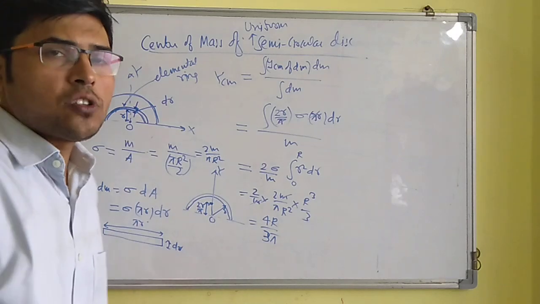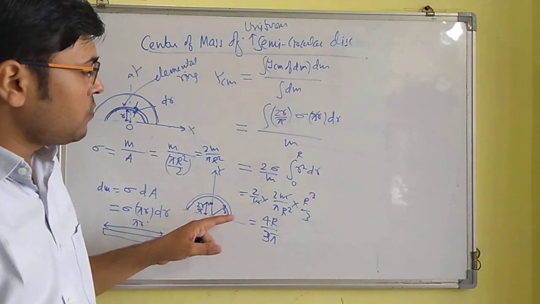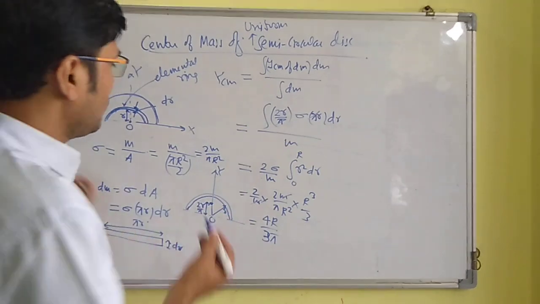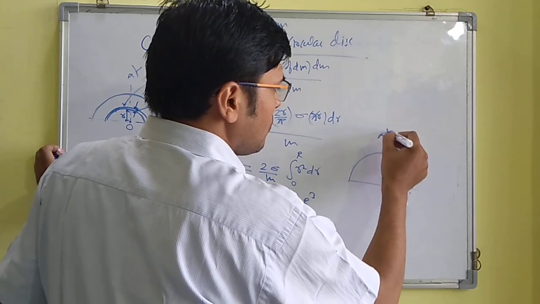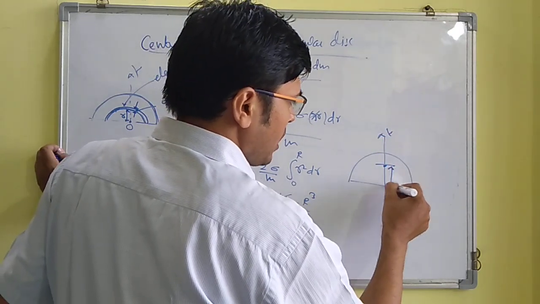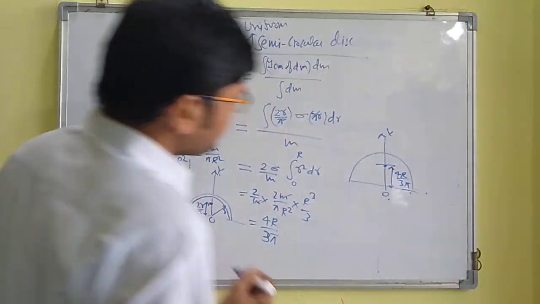So in case of semicircular ring, this was 2r by pi, and in case of semicircular disc, this is 4r by 3 pi. So the center of mass of this semicircular disc will be lying at a distance of 4r by 3 pi from the origin. Right.